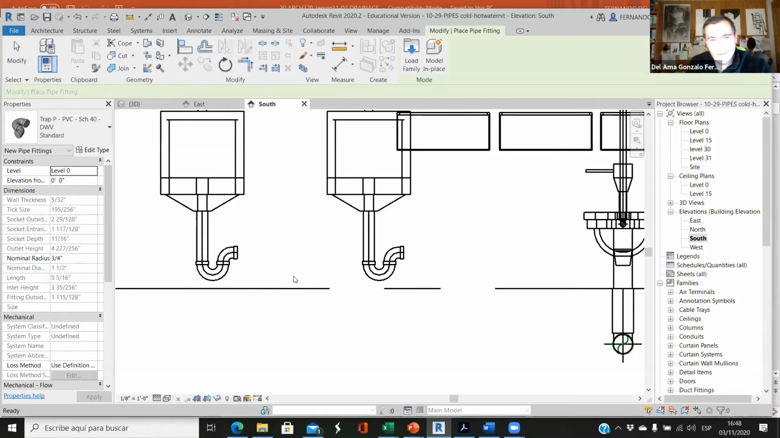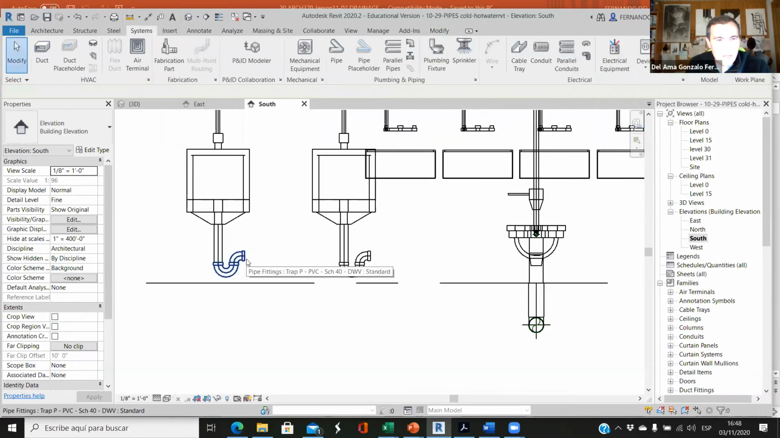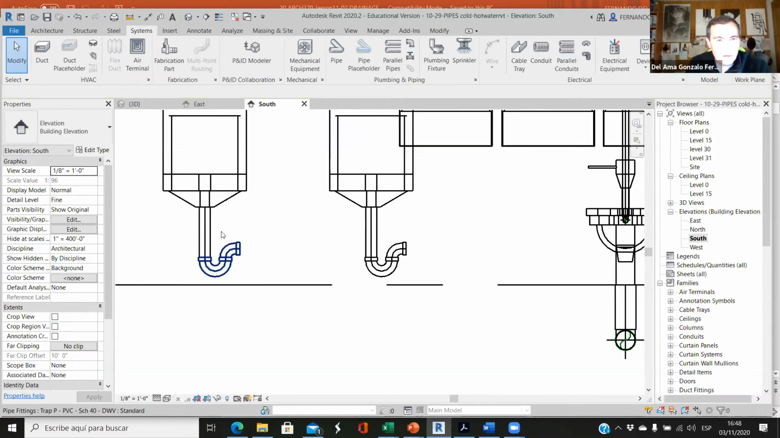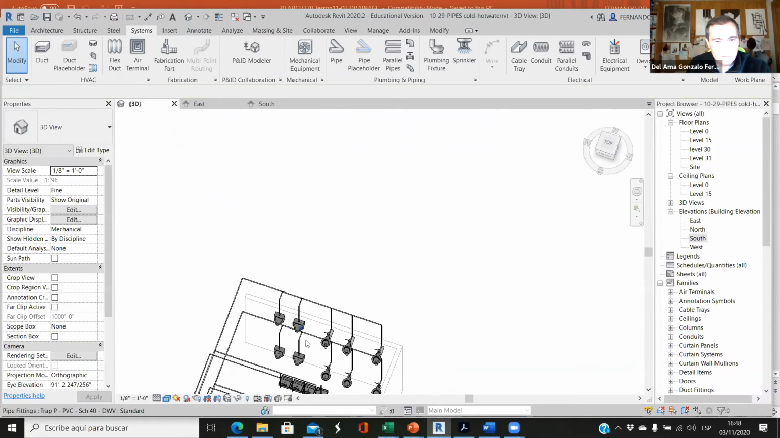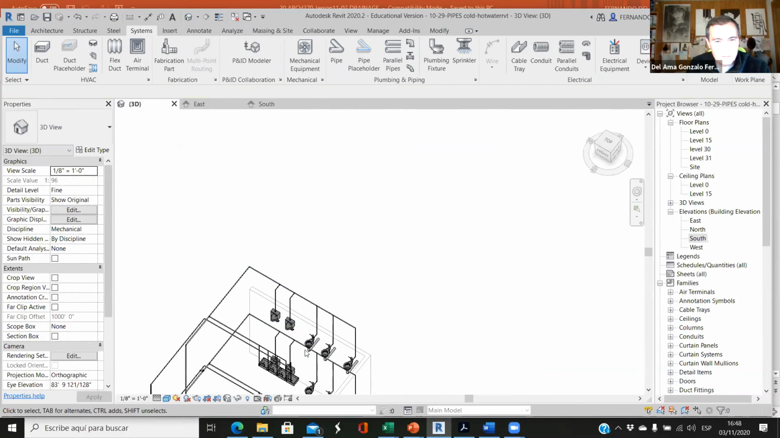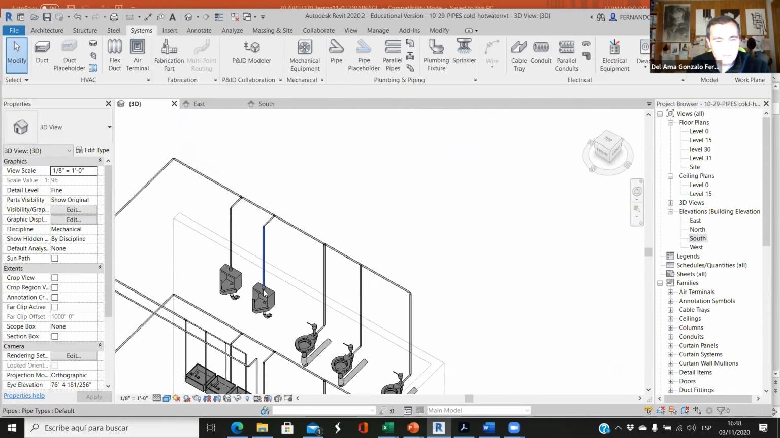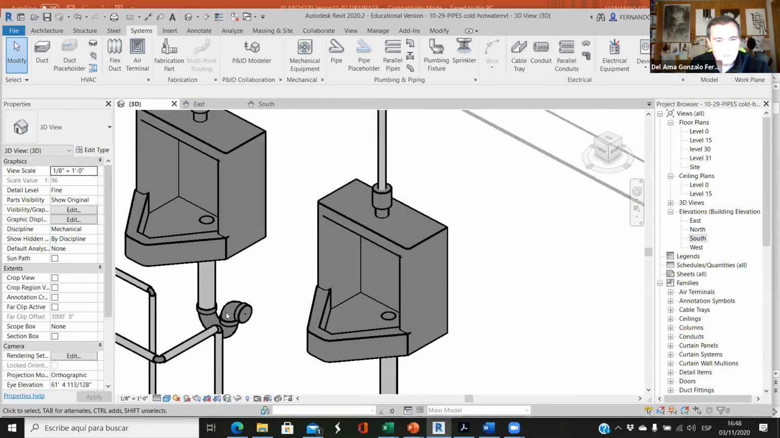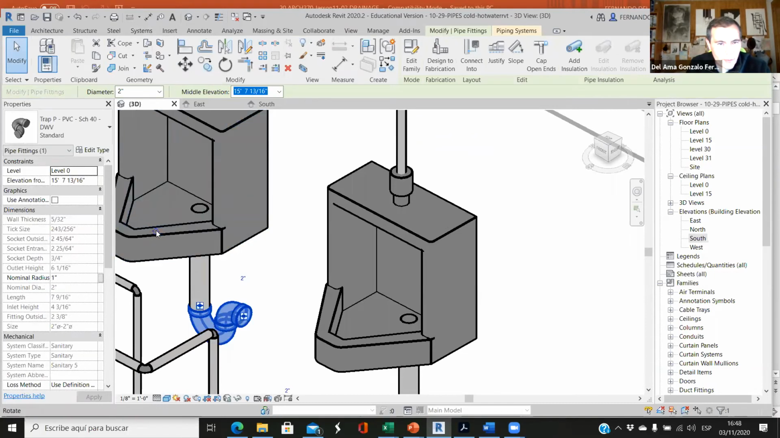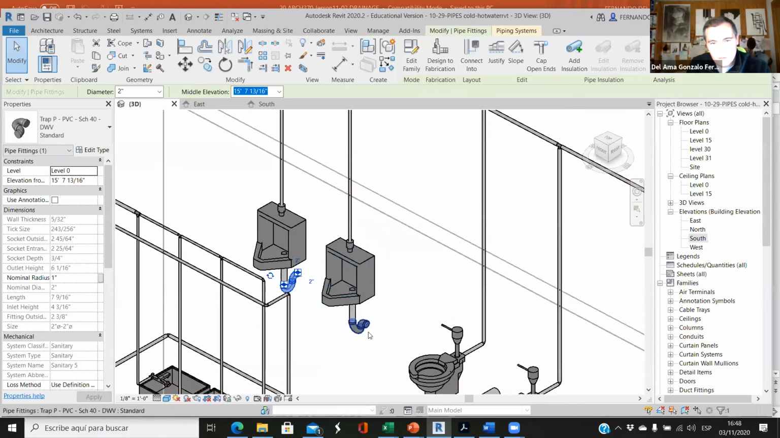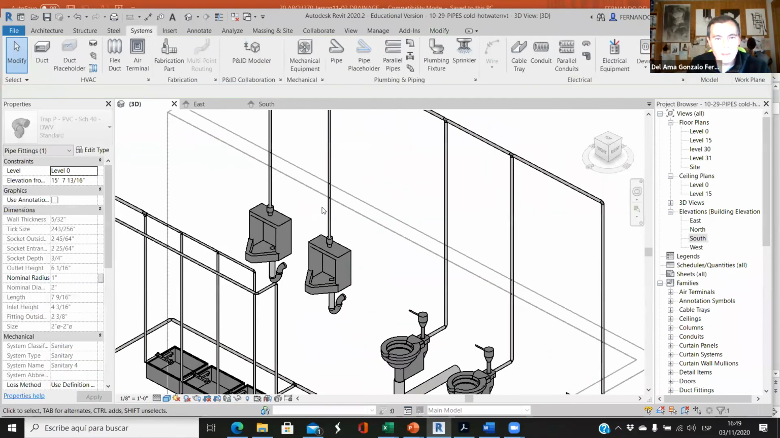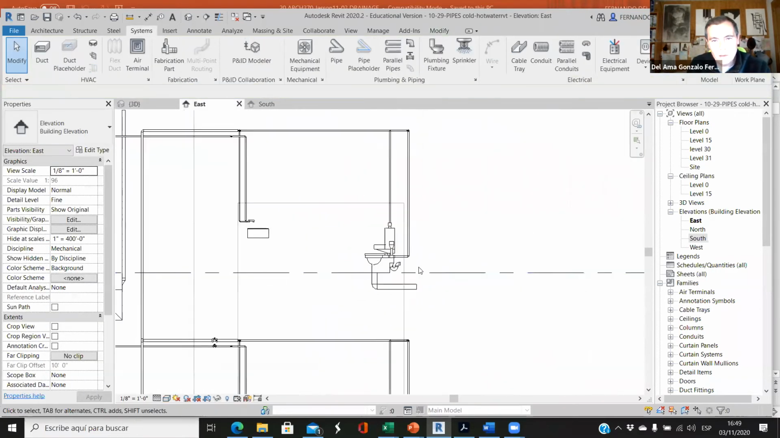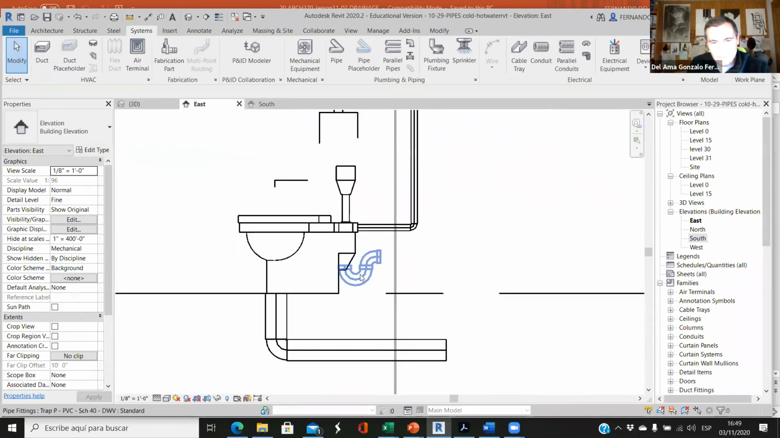There you go. I don't think it's the right direction because on this 3D, okay, so it's facing the wrong way. So I think we can rotate it. There you go. We rotate it. And now from the east elevation, it goes well. Here we have the trap.